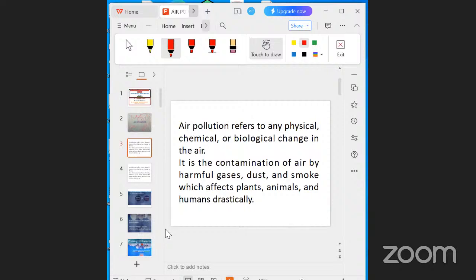The air is made up of many different components, right?